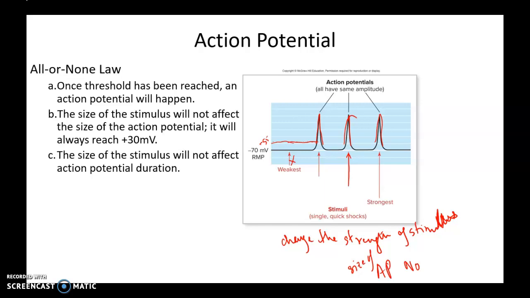Okay, so that is what this diagram is trying to show. So let's read through. Once threshold has been reached, an action potential will happen, no matter how strong or stronger or strongest the stimulus is. The size of the stimulus will not affect the size of the action potential. The size of the action potential will remain the same no matter what. It will always reach +30. It will never go beyond +30. So the size of the stimulus will not affect the action potential duration or size. That's the most important concept. I'll stop here and then start with a new slide.